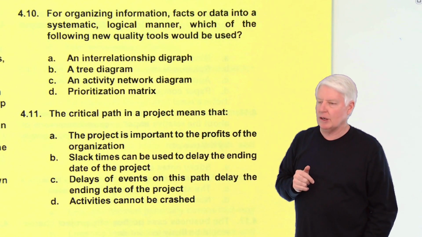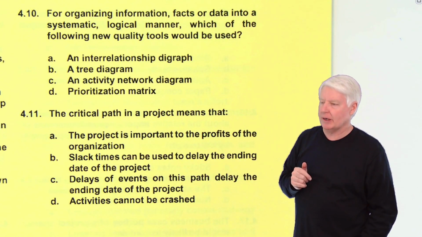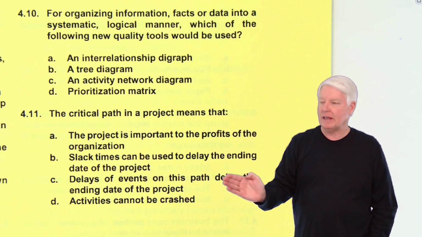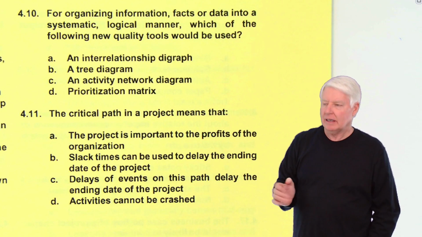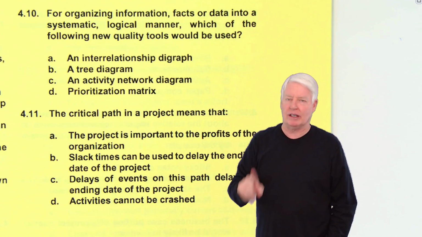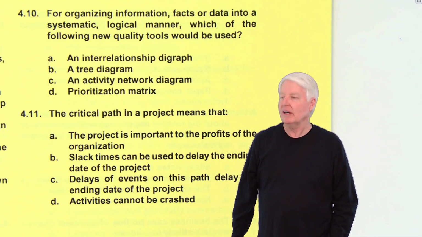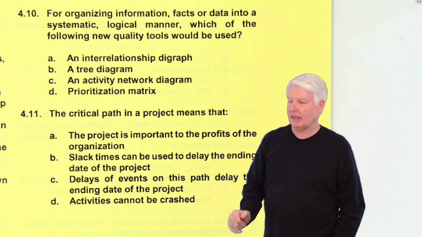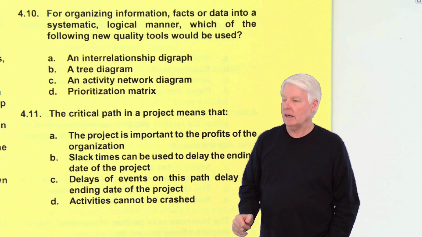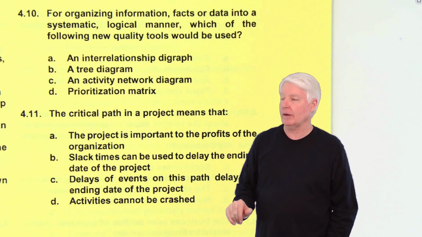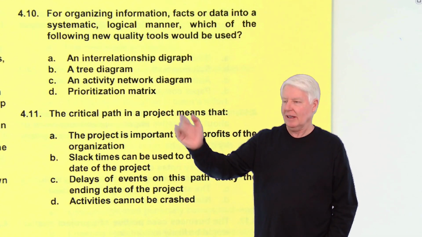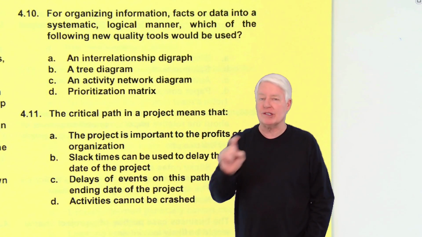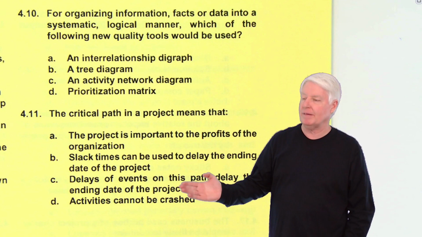Slack times can be used to delay the ending date of the project. No, that's not a definition of critical path. Delays of the events on this path delay the ending date of the project. That's the correct answer. That is the definition of critical path, C. Activities cannot be crashed. No, activities on the critical path should be crashed, but it doesn't answer the question there. So the correct answer here is no doubt C. This is another one that you could have looked up if need be.